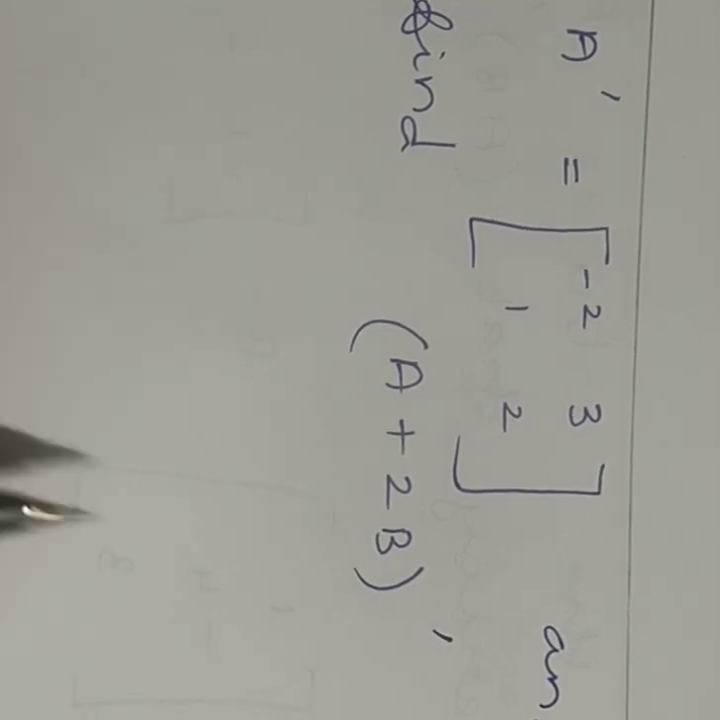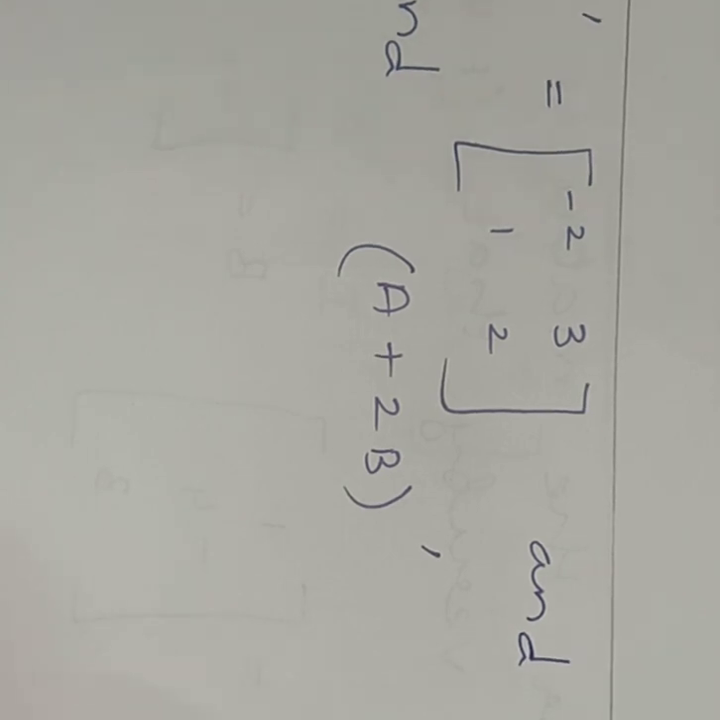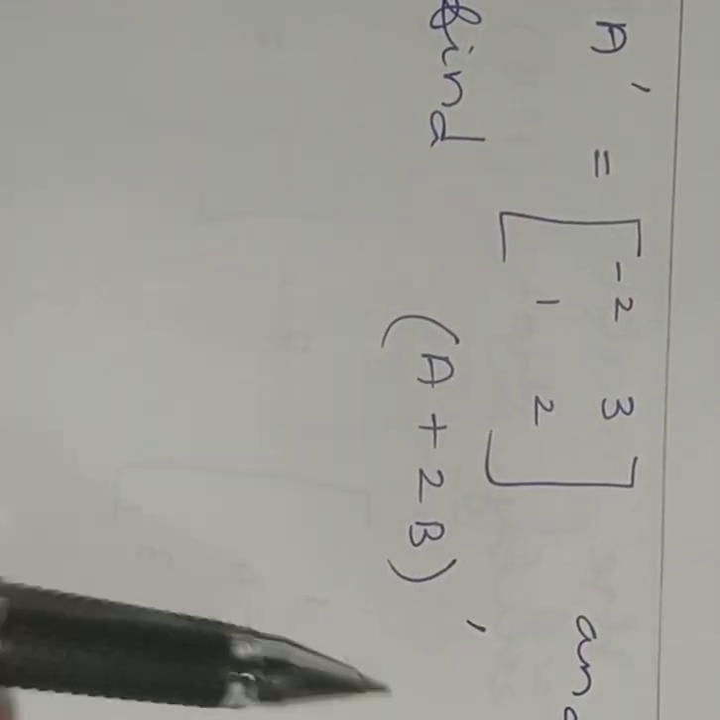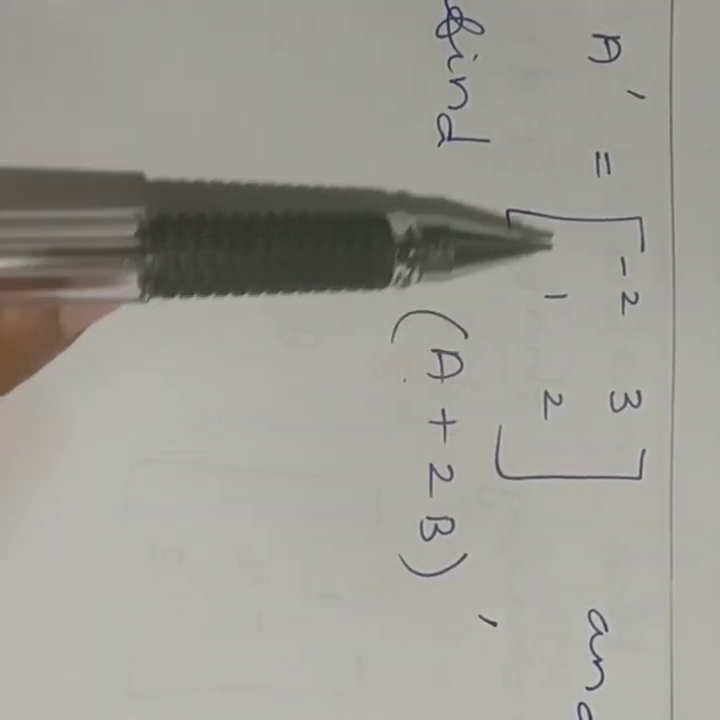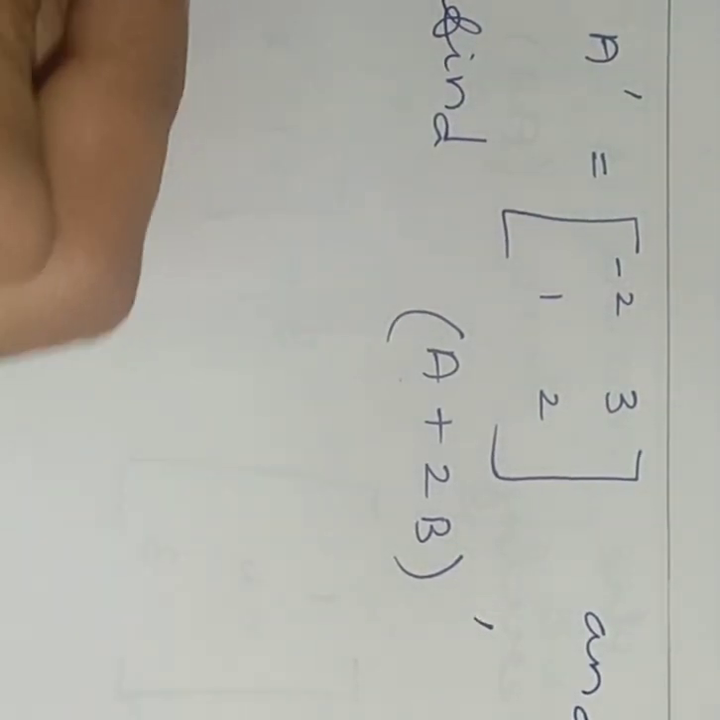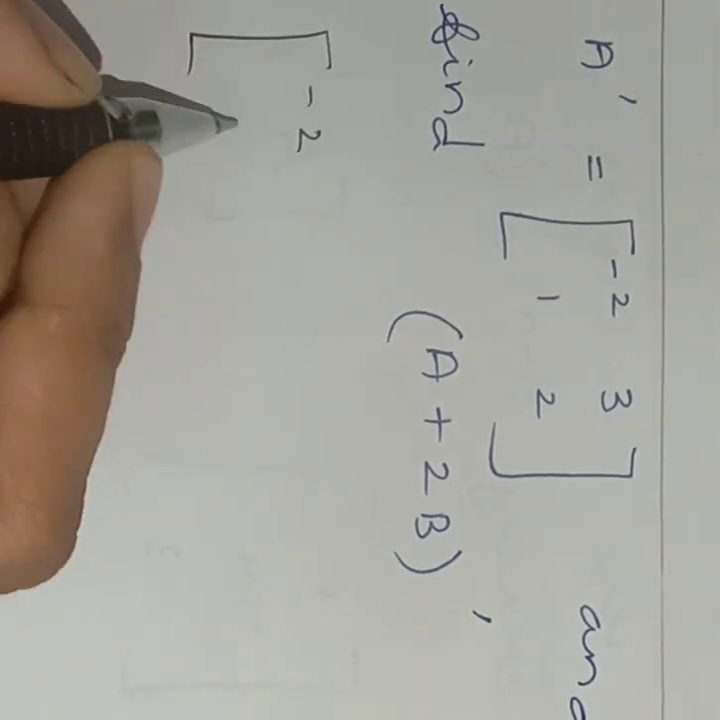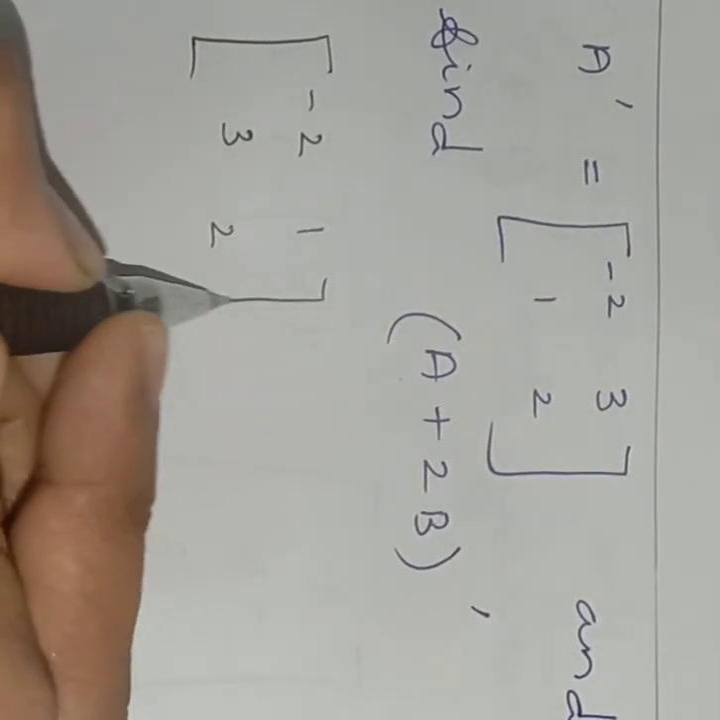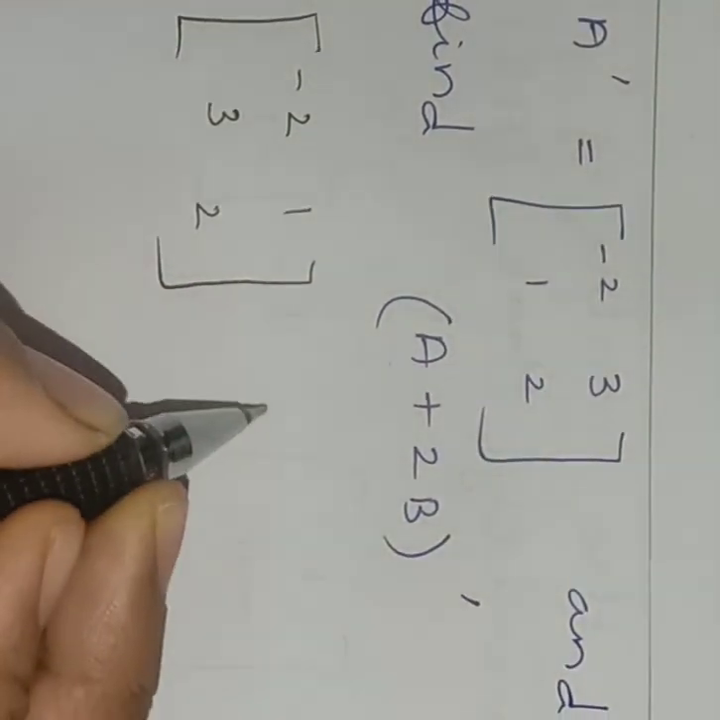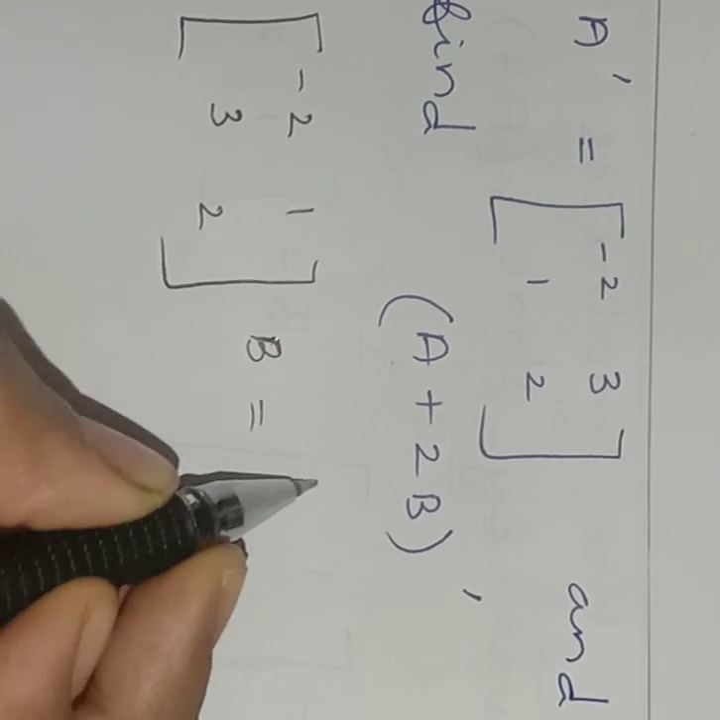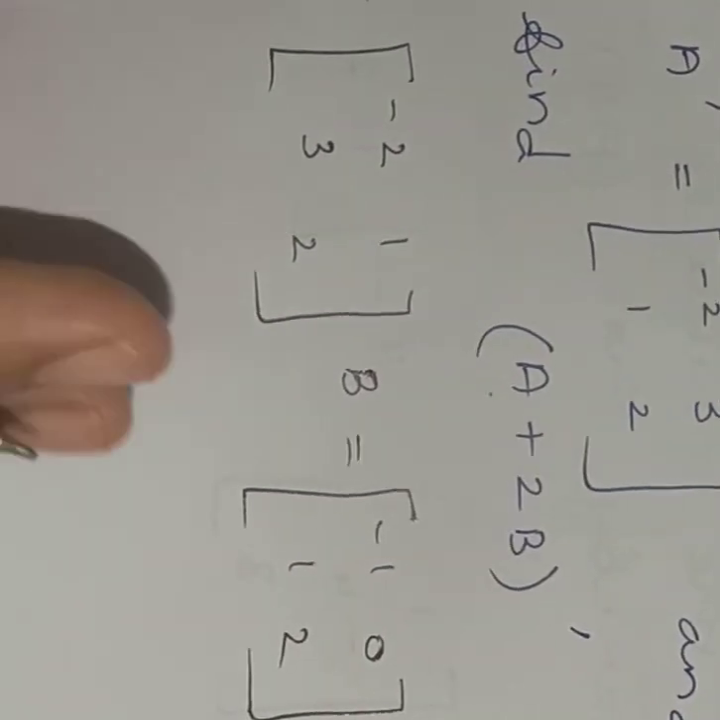The next question: A dash is minus 2, 3, 1, 2 and B is equal to minus 1, 0, 1, 2. Find (A plus 2B) the whole dash. Okay, so here they are asking A plus 2B, but here A dash is given, so you first convert it to A. So how to find A? Minus 2, 3, 1, 2. So this is A. They have not given it directly, we should find A from the given question. And what is B given here? Can you write that? Minus 1, 0, 1, 2. It is given directly, so very simple.